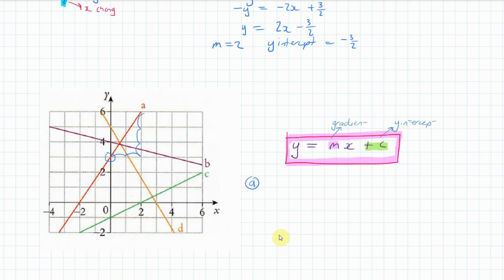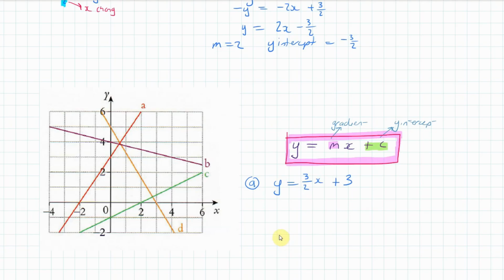Here's A. y equals, now my y change, I've gone across 2 and I've gone up 3. So my y change is 3 and my x change is 2. So it is positive 3 over 2x, or 1.5x, plus my y-intercept, which is positive 3. So that's the first one. Let's take a look at B next. So B is going to be a negative one, isn't it?